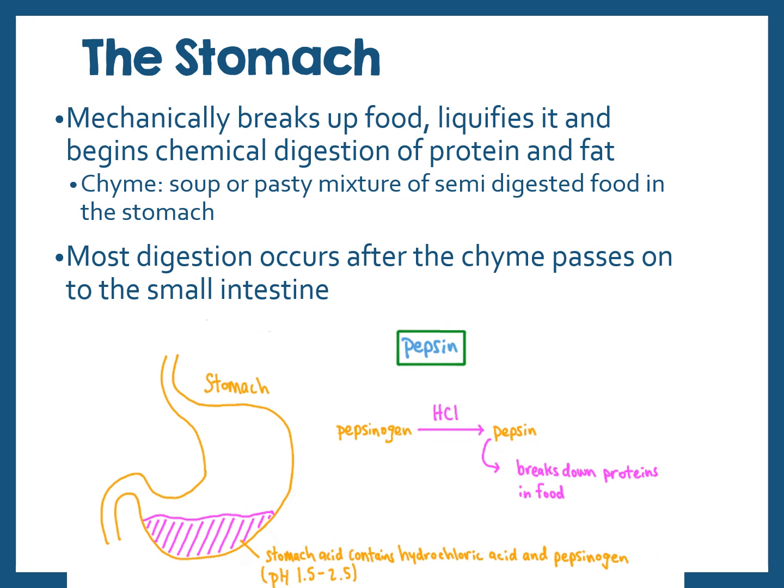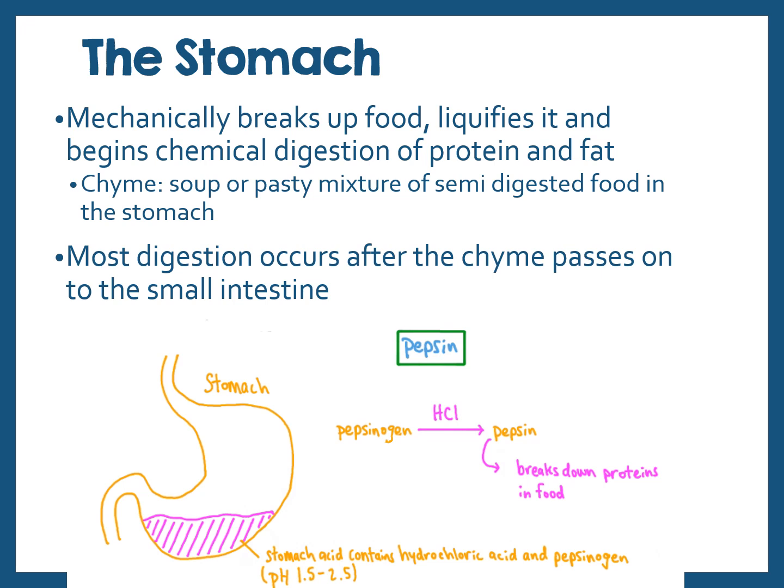One of the functions of the stomach is to mechanically break down food. We have to take that food we eat and get it down to its original building blocks. So we're going to start to mechanically break up the food and liquefy it. And then we're going to add some chemicals. Chemical digestion does begin in the mouth with amylase, but we will start the chemical digestion of proteins and fat. Amylase only breaks down carbohydrates in the mouth.